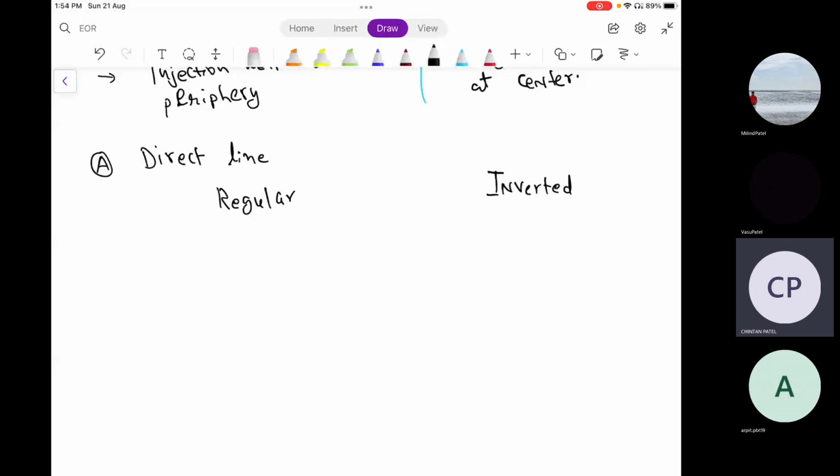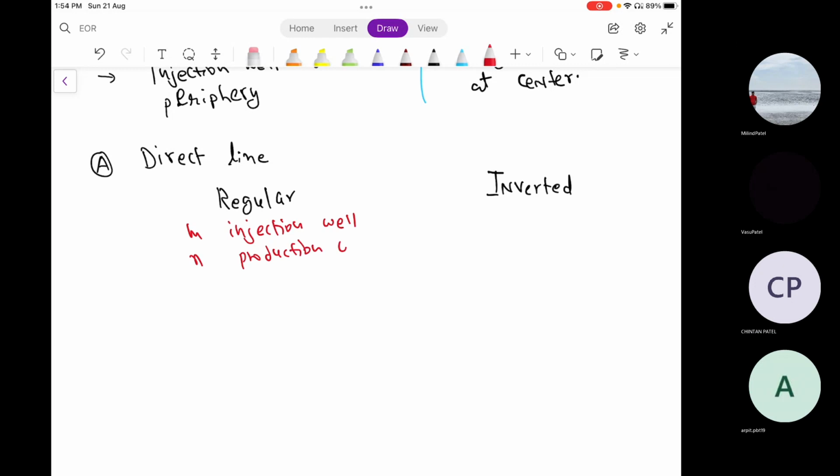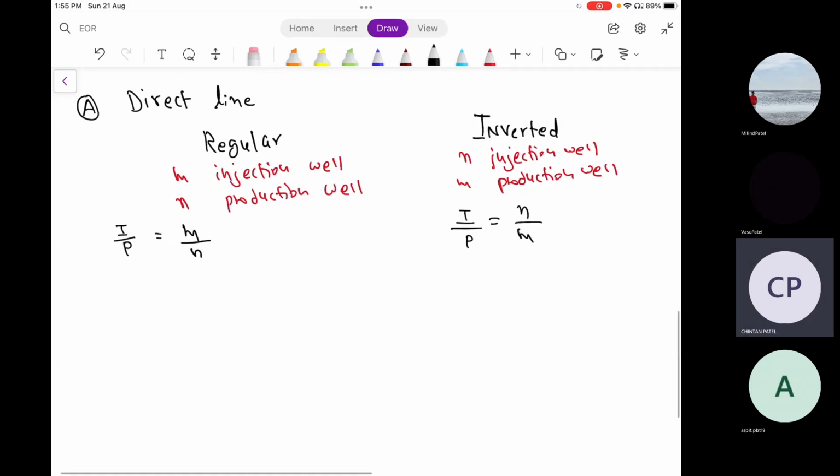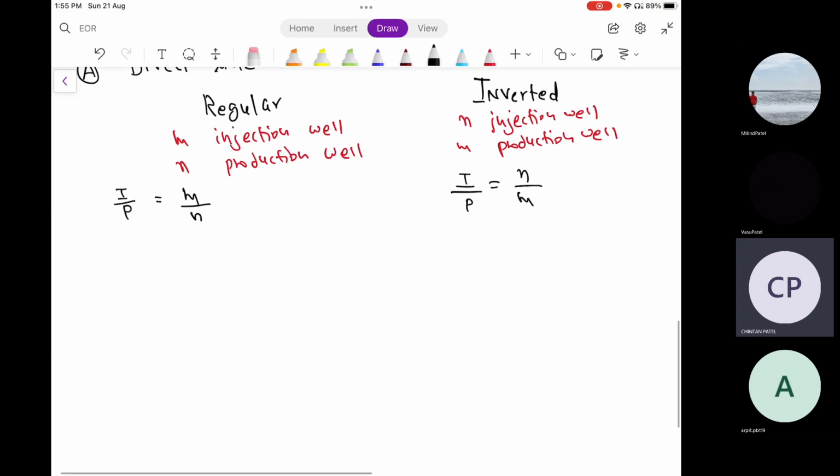So in regular flooding, if we have m injection wells and n production wells, then in inverted we have N injection wells and M production wells. This is the basic difference. If I ask what is the ratio of injection to production here, it's M divided by N. At the same time, for the inverted we have injection to production ratio N divided by M. Remember, ultimately you are going to remember the second one.